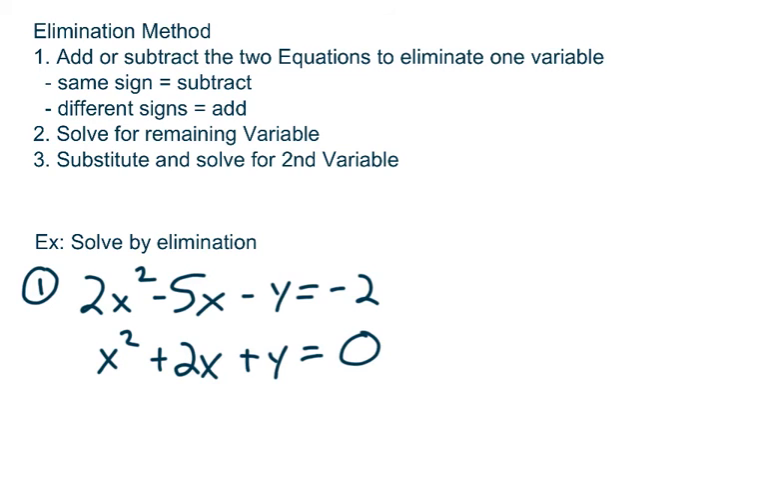We're looking at the variable that has the same number in front, so in number 1 down here it's going to be the y's. Remember, if we have the same sign, we subtract. If we have different signs, we add. Step number 2 then, solve for the remaining variable, and step 3, substitute and solve for the second.